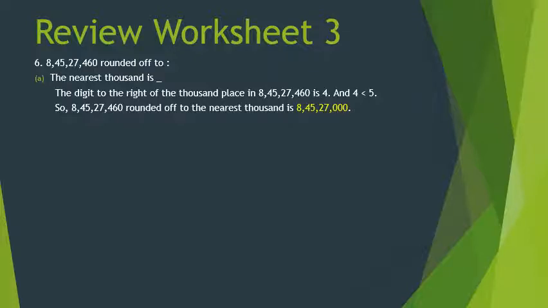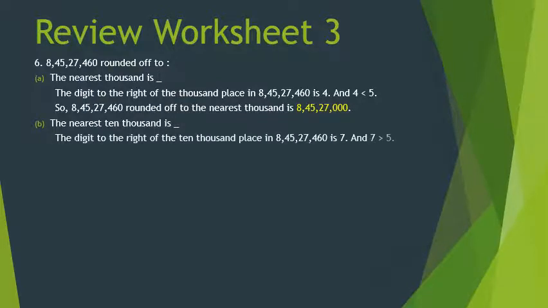Now let's see the B part. We have to round off this number to the nearest 10,000. So the digit to the right of the 10,000 place in 8 crore 45 lakh 27,460 is 7, and 7 is greater than 5. So we will add 1 to the digit 2, which is at the 10,000 place, and it will become 3. So now 8 crore 45 lakh 27,460 rounded off to the nearest 10,000 is 8 crore 45 lakhs 30,000.